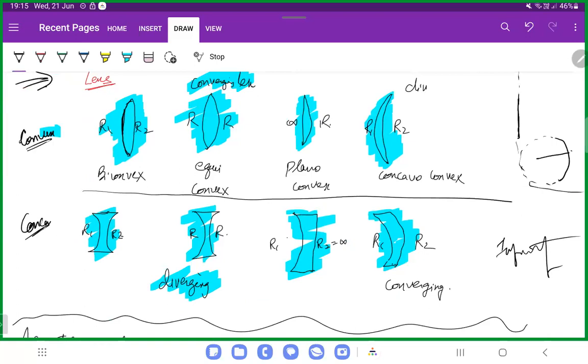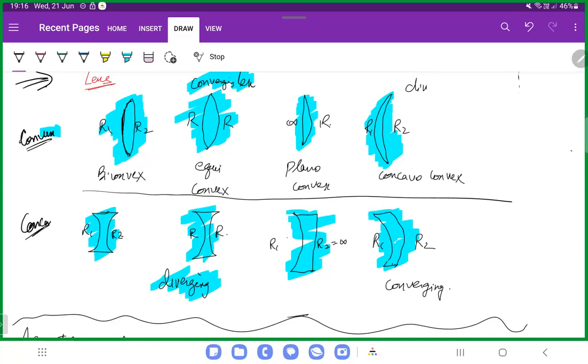Same goes for concave. Both sides curved, they have two radii, and both sides curved with equal radii. One side plane, one side curved. So plane, again, it is infinite. I have drawn it on this side, but it is not necessary that it is on this side. It can be like this also. One side plane, it can be either side.